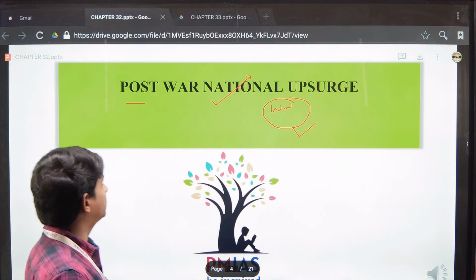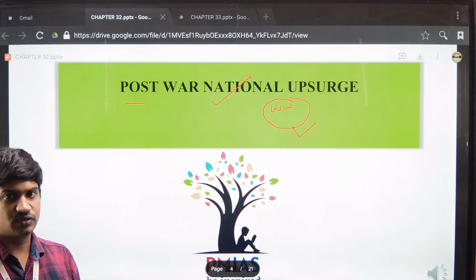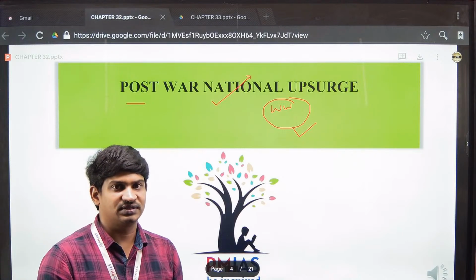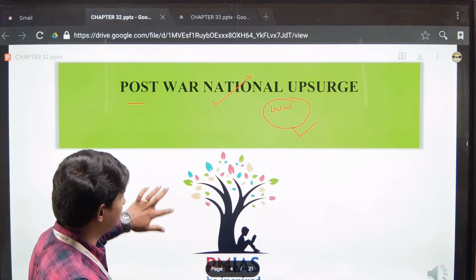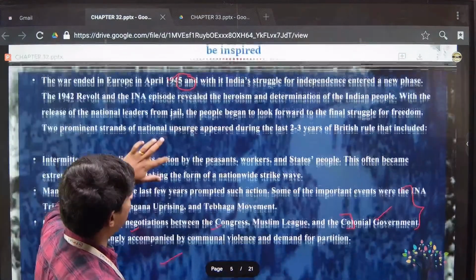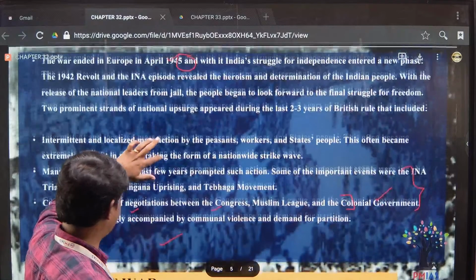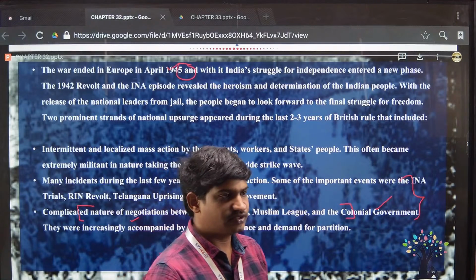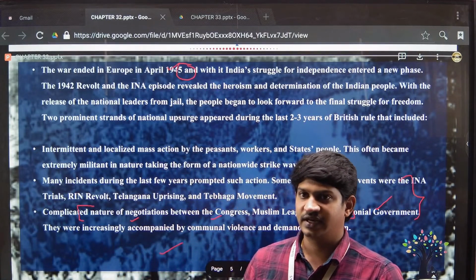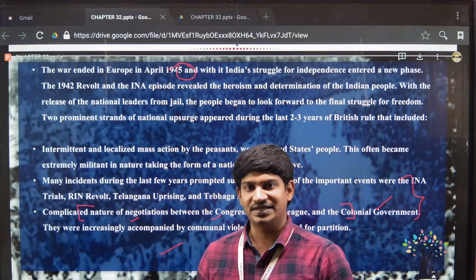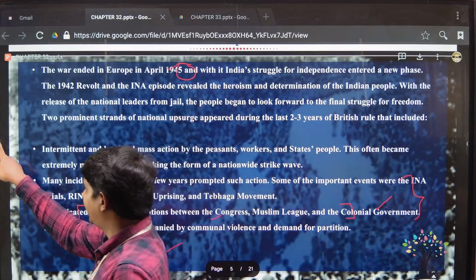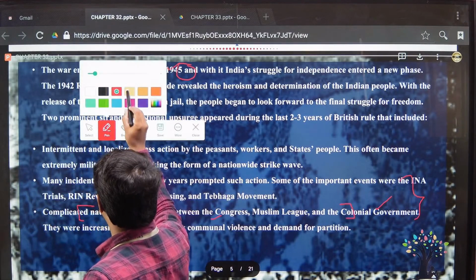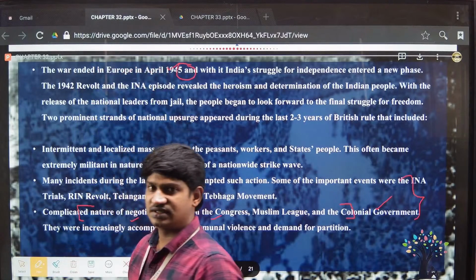Now we will see about the post-war national upsurge. Post-war means World War number 2. What all things happened, how the Britishers realized the scenario, and how they agreed to grant independence to India. What were the protests, what was the mindset of the Indian people, and when the political prisoners were released from jail. Everything we are going to discuss in this chapter.